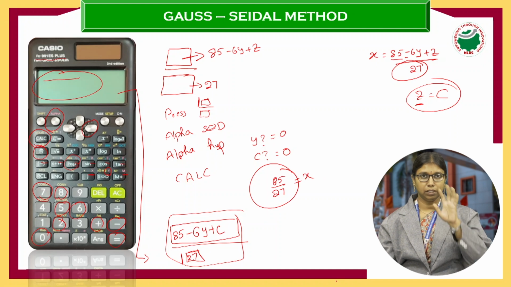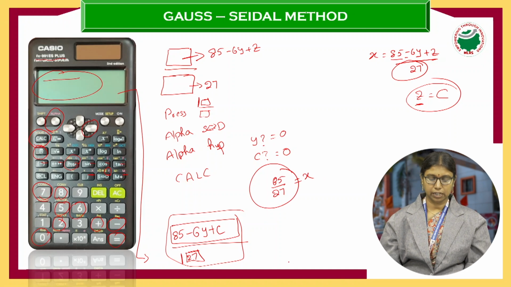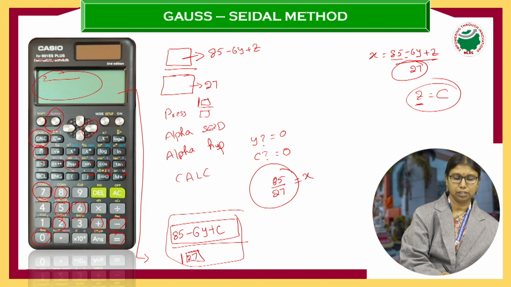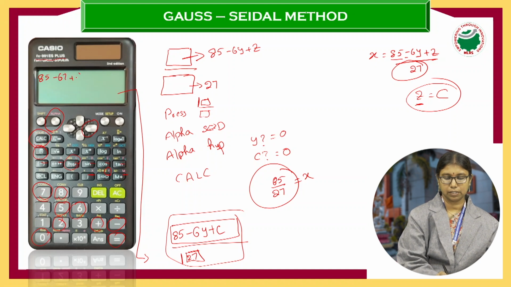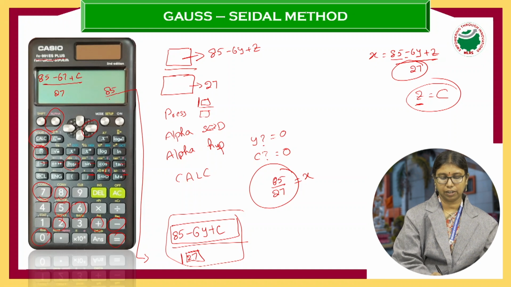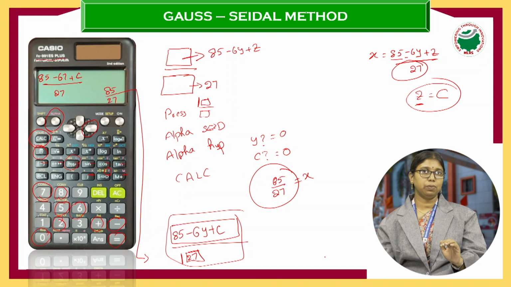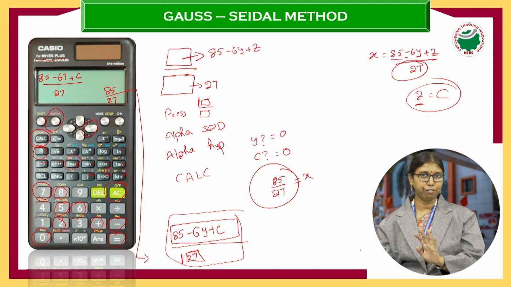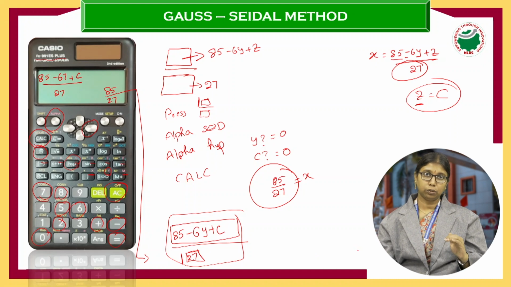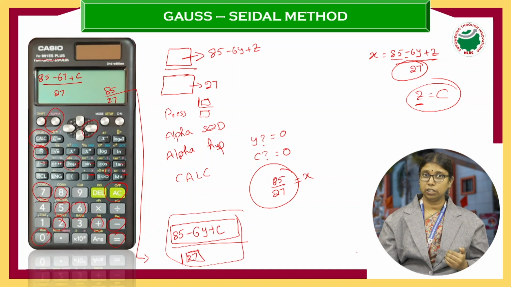Like that you have to enter the equation. Now see on the screen you have 85 minus 6y plus C by 27, and here you will get the answer 85 by 27. Your first equation is completed. Without pressing the AC button, don't use this button, don't switch off your calculator, you retype a new equation. Why? Because you have to enter the second equation and third equation also.